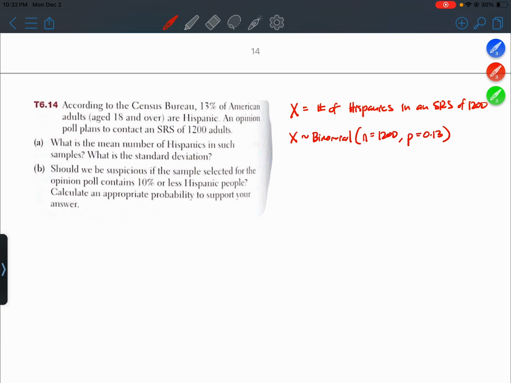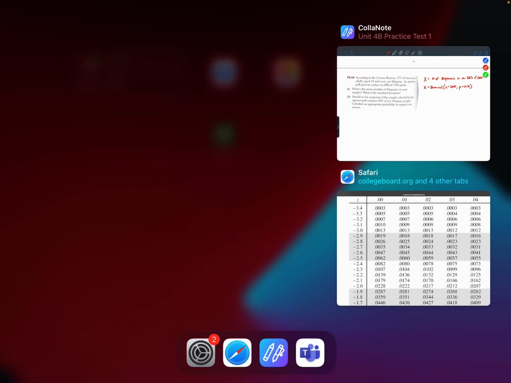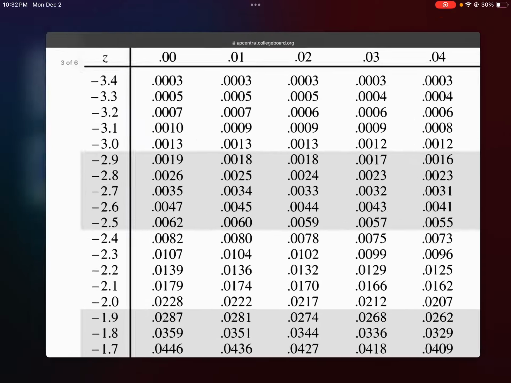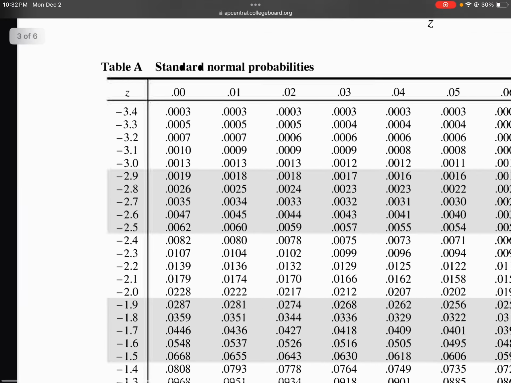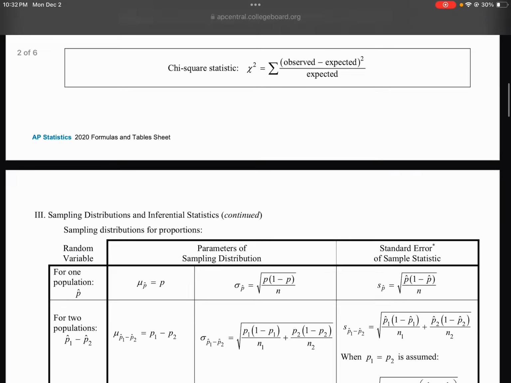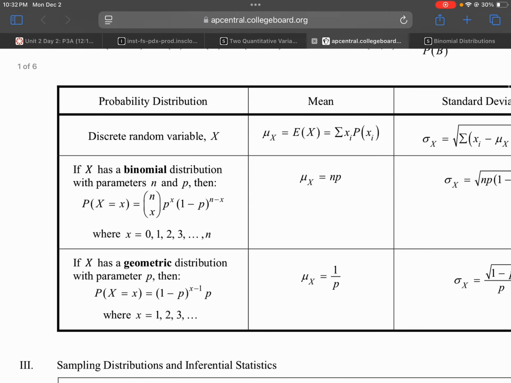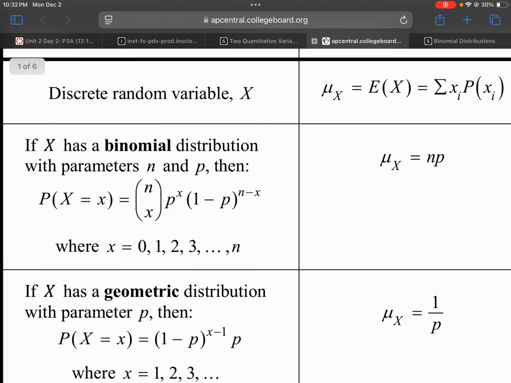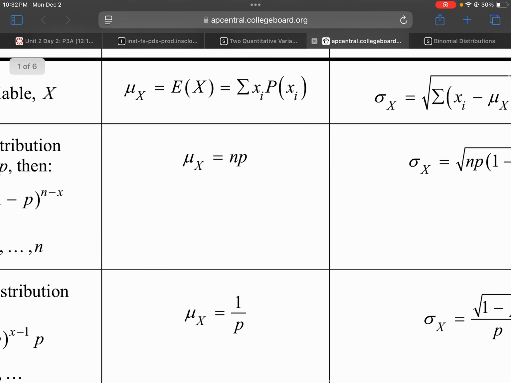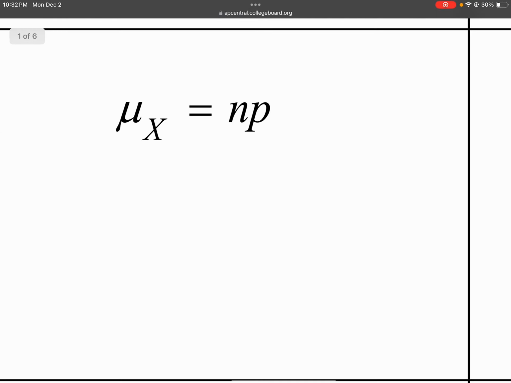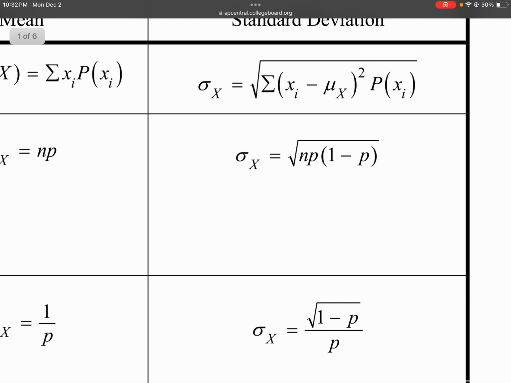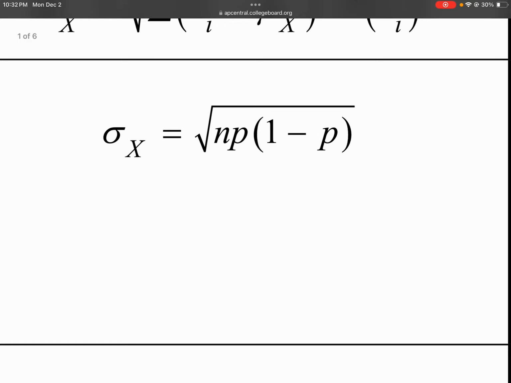Now that we've determined that it's binomial, finding the mean and standard deviation are quite simple. We are going to just refer to our formula sheet. Right here in the middle row, binomial distribution, the mean is just n times p, and the standard deviation is the square root of n times p times 1 minus p.